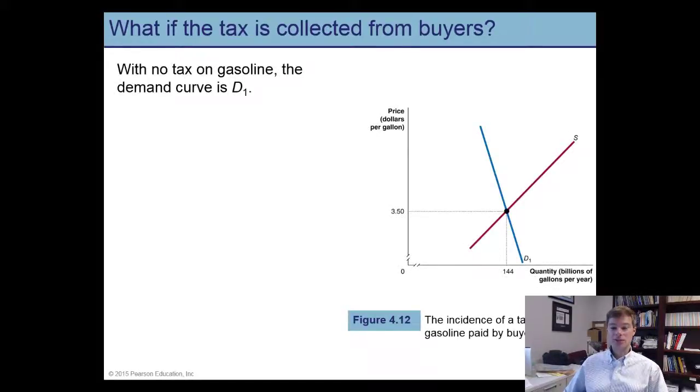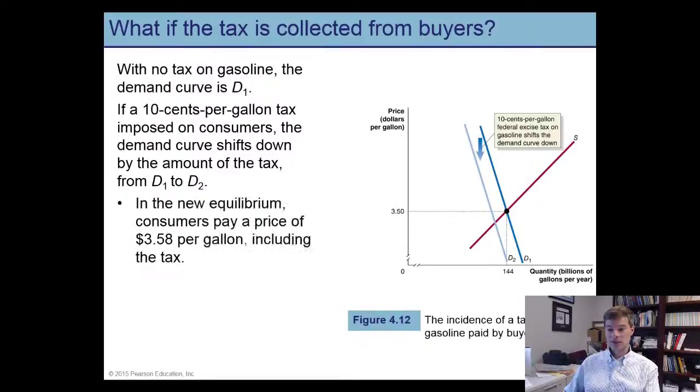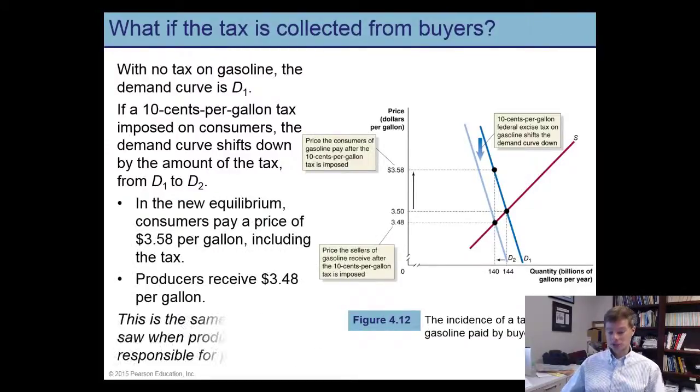We could have taxed consumers. The equilibrium price in this diagram is again $3.50, and the equilibrium quantity is 144 billion gallons of gasoline per year. If we tax consumers, then this will shift the demand curve down by an amount equal to the tax. So the demand curve will shift down by 10 cents. The new equilibrium price will be $3.48. Once consumers pay the tax to the government, the total cost to them will be 10 cents more. It'll be $3.58.